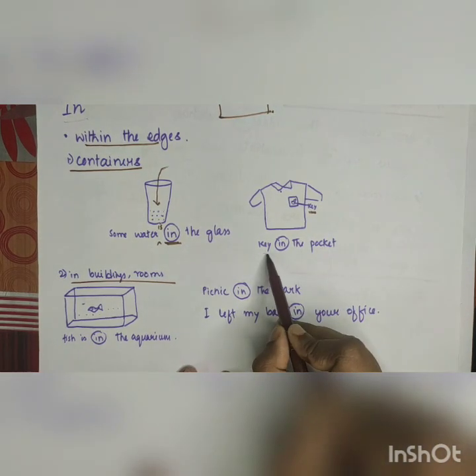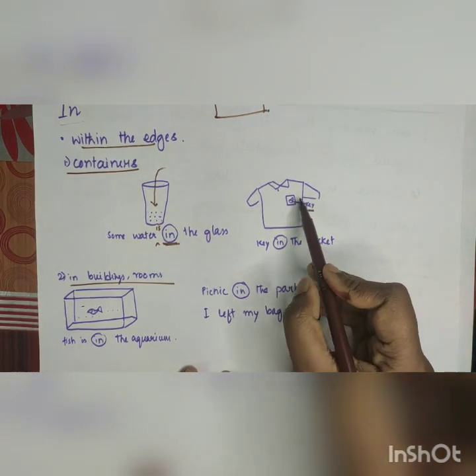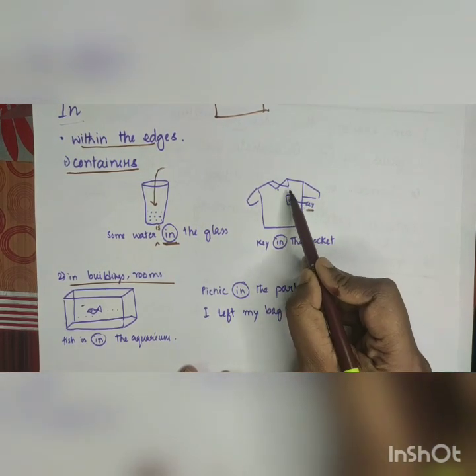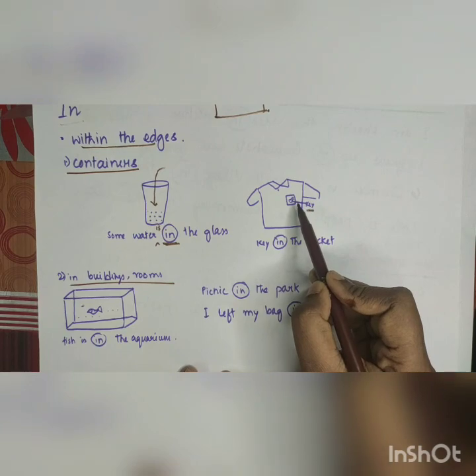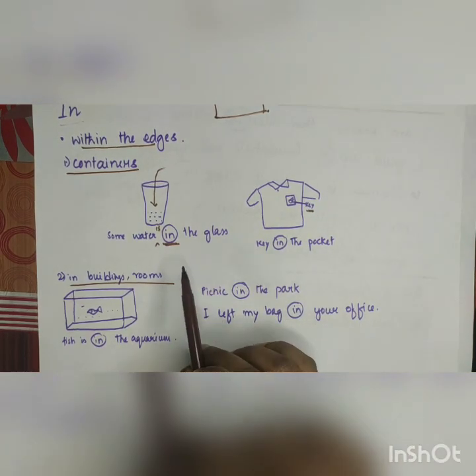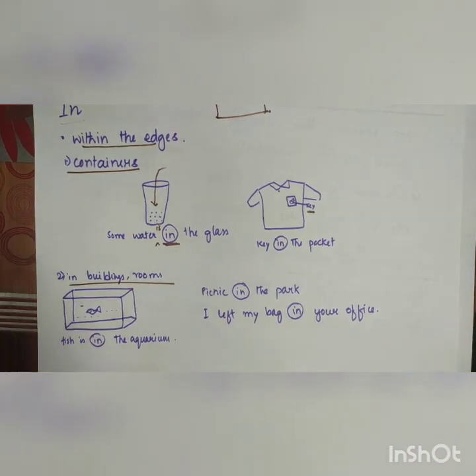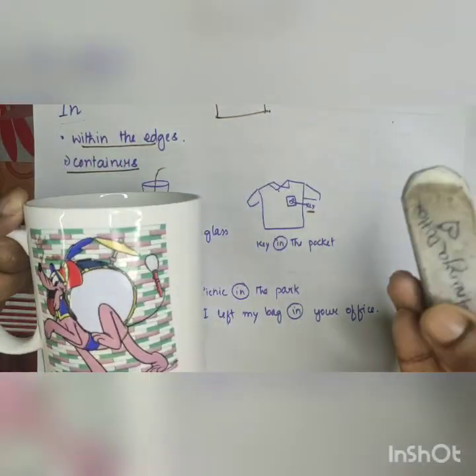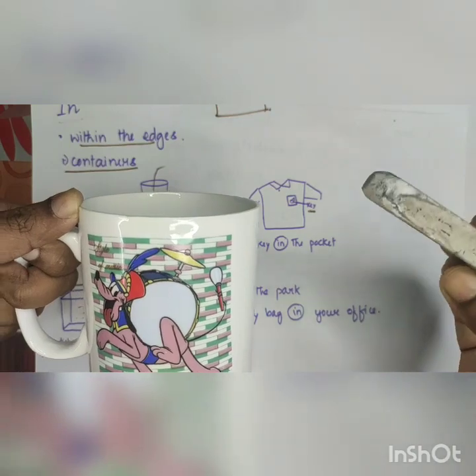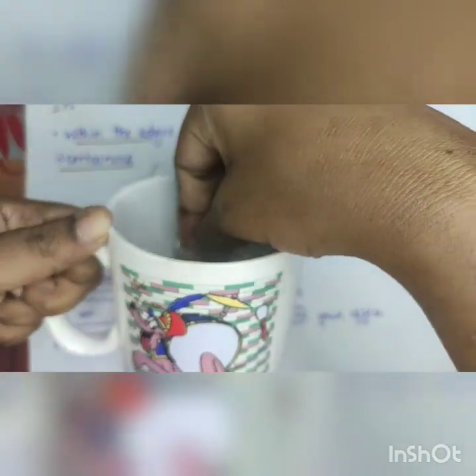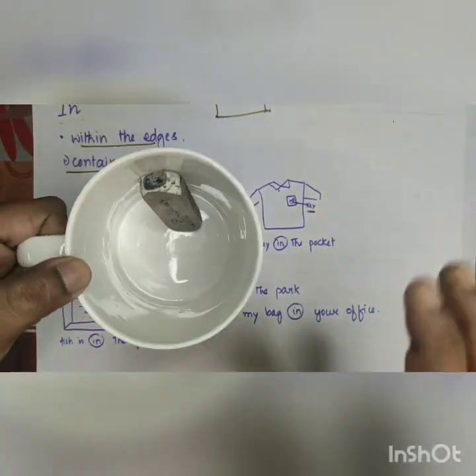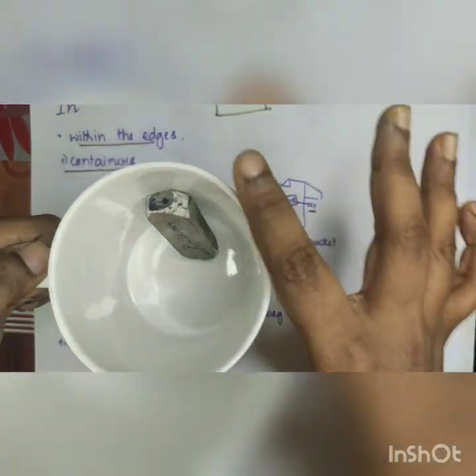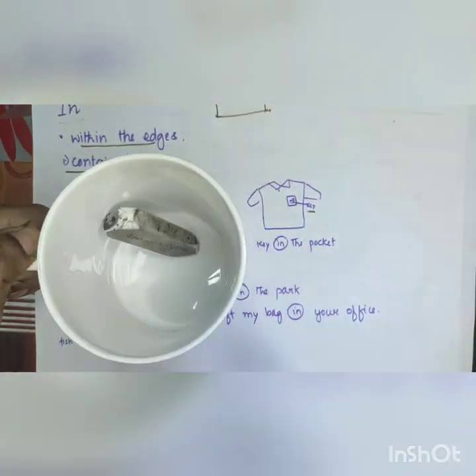So the key is in the pocket. See, it is bounded within the edges of the pocket. Okay. So also I can show you an example. Let's take, this is a mug and I take an eraser. This eraser is in the mug. See, it is within the surface of the mug and it is totally inside it.